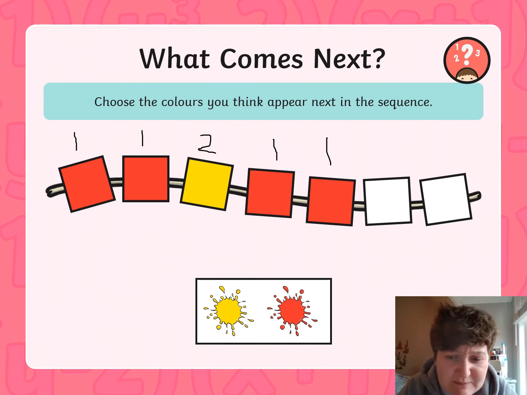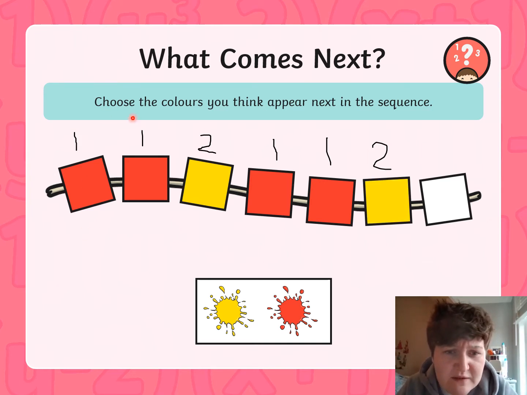So let's look at the pattern. The pattern goes 1, 1, 2. 1, 1, 2. So what colour do I need this square to be? What colour was shape number 2? Oh yes, yellow, because 1 is red, then it's 1, which is red again, and then 2 is yellow. Let's see if we're right, children. Yes, we were right.